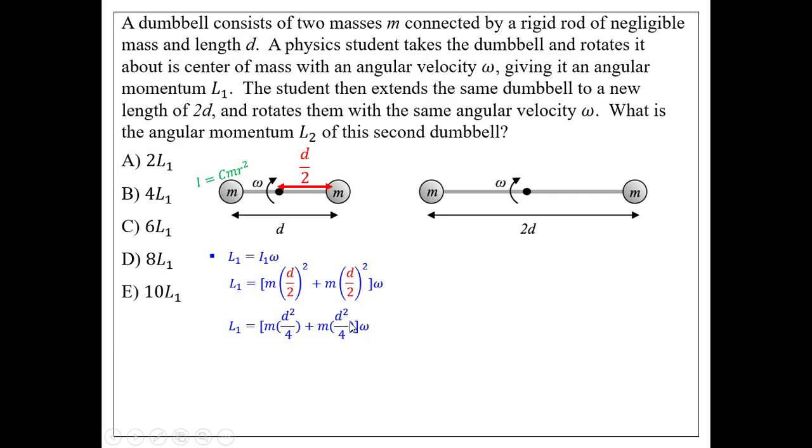Likewise with the second term here. And as you can see, you have 2 identical terms. So really, it's just MD squared over 4 plus MD squared over 4. So MD squared plus MD squared is going to be 2 MD squared. And then they already have a common denominator of 4.